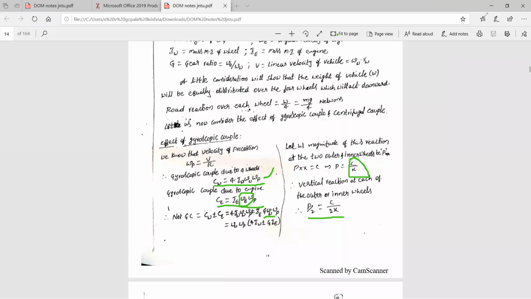Sir, in aeroplanes, is the couple only applicable for propeller aeroplanes, or for both turboprop and turbojet engines? Okay, from the aeroplane point of view, it doesn't matter what type of plane it is. The propellers will get the gyroscopic couple.